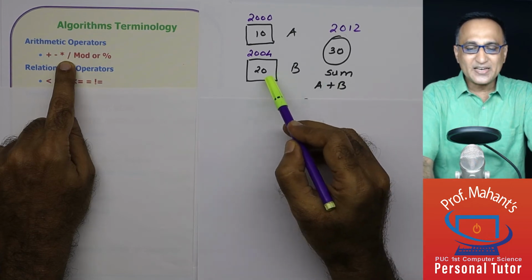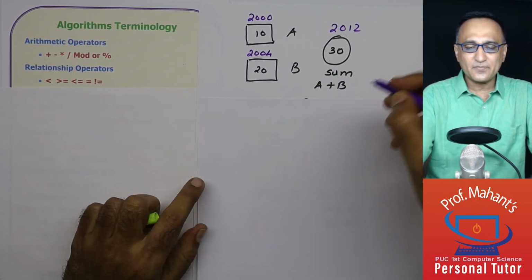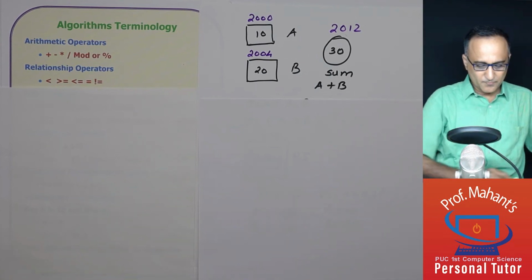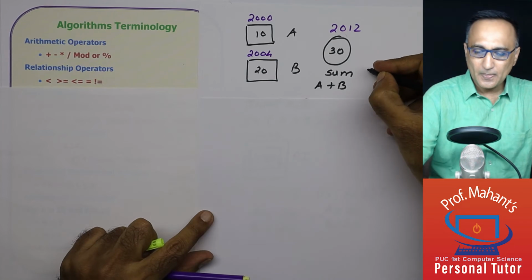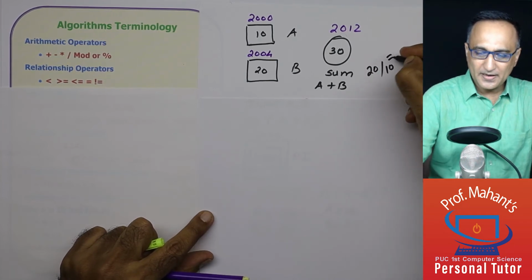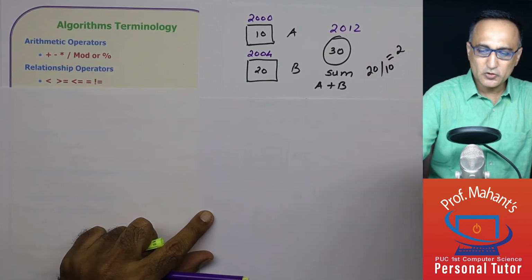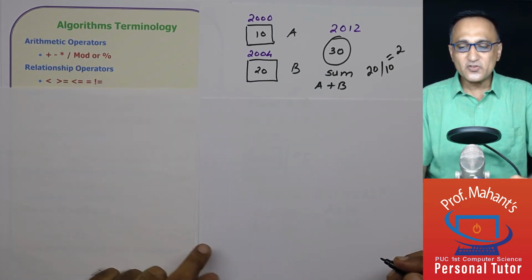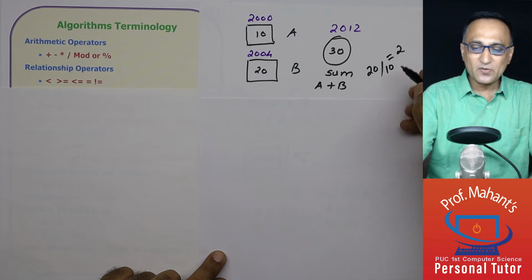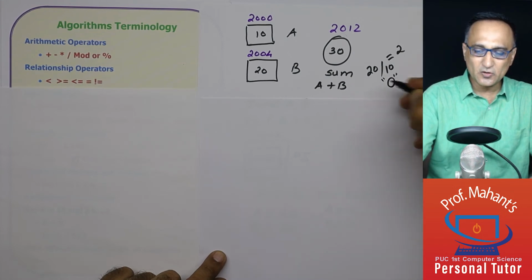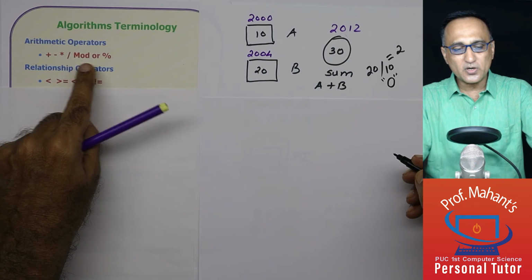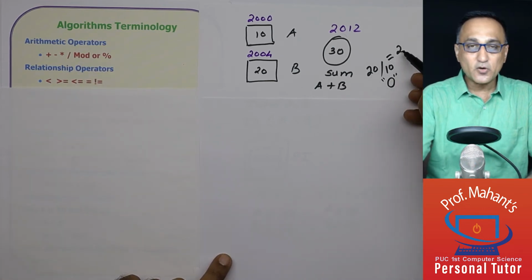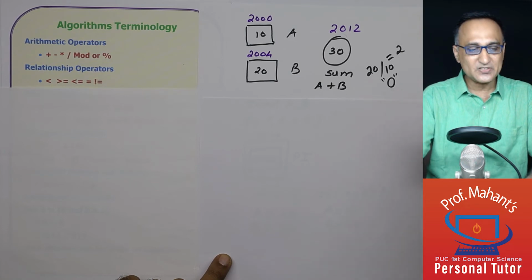So if I say 20 divided by 10, let me use a different color pen so it doesn't confuse you. So let's say if I say 20 divided by 10, the quotient is going to be 2. Mod gives you the remainder. So if I divide 20 by 10, what is the remainder? Remainder is 0. So using this word mod or percentage stands for the remainder. Division gives you the quotient 2, mod gives you the remainder 0.